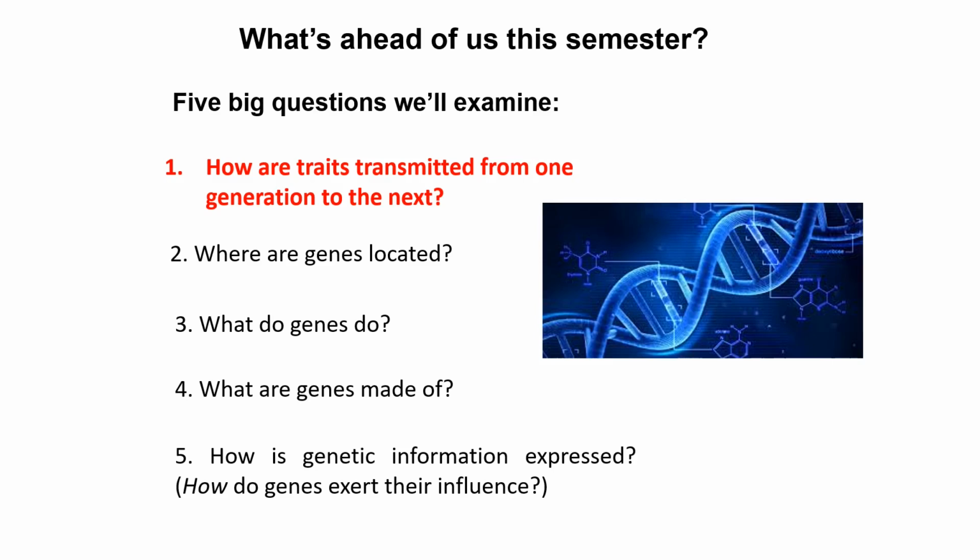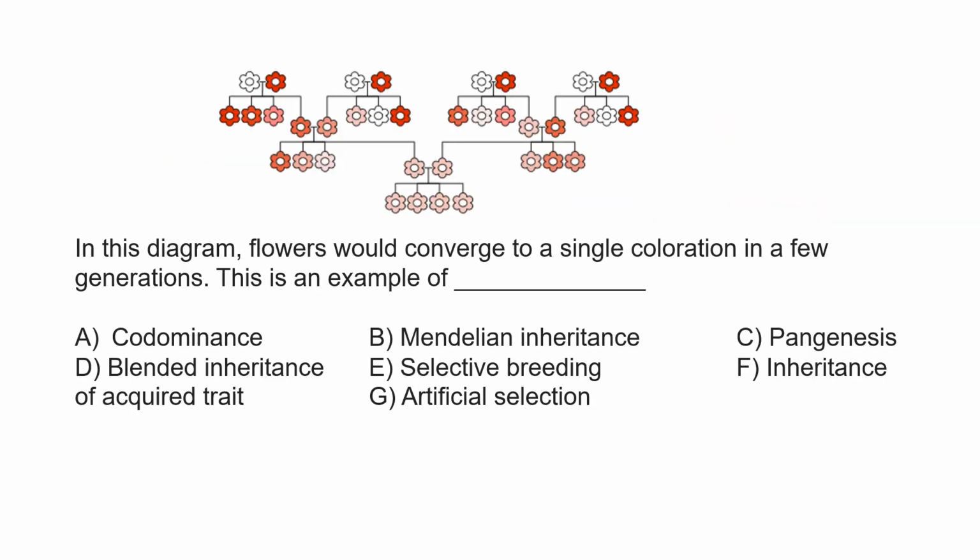Today, we're going to continue talking about this first topic, how are traits transmitted from one generation to the next? And we're going to ask the question, do traits mix or not? Today, I expect that you will be able to answer this question after the class, so that when you see this diagram and you see that in the beginning the colors are converging and all of the plants end up in pink, you will tell me which type of inheritance this is.